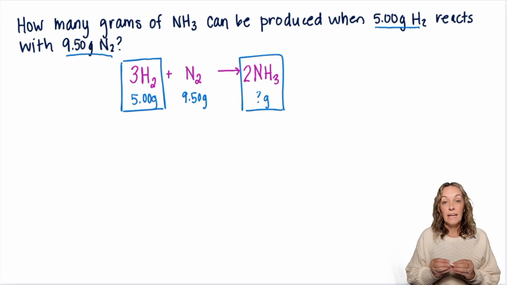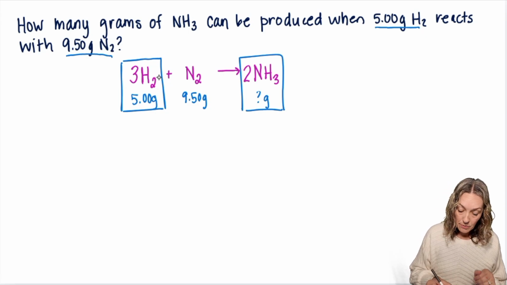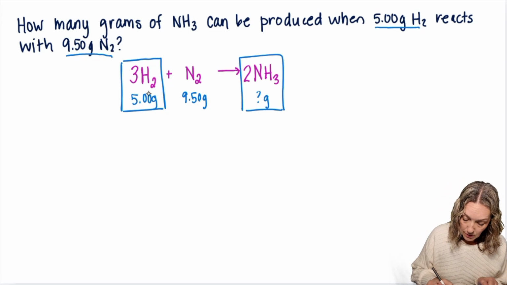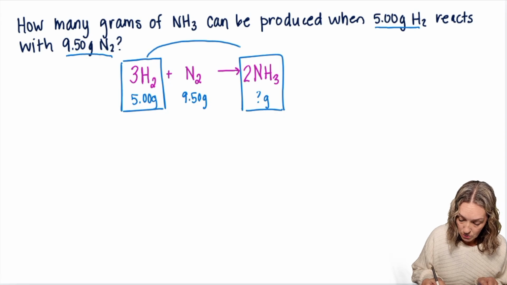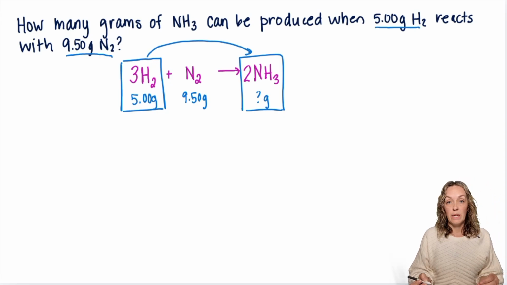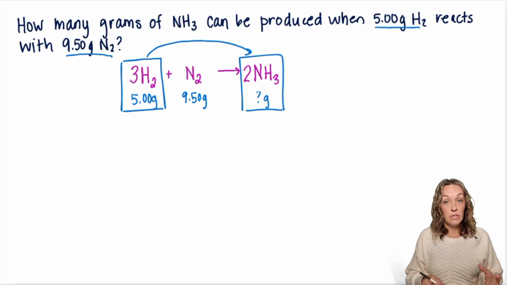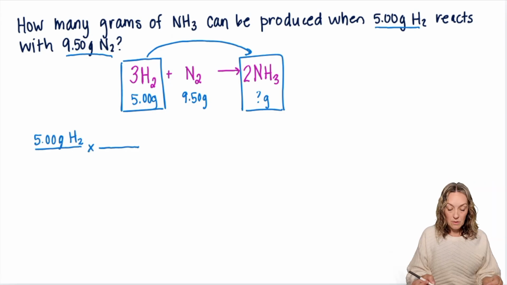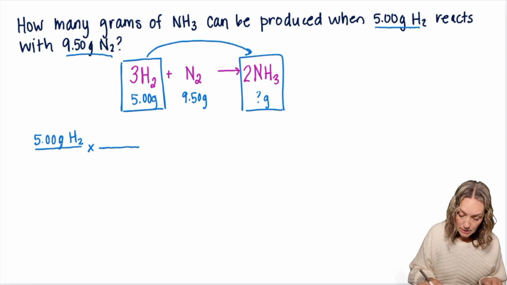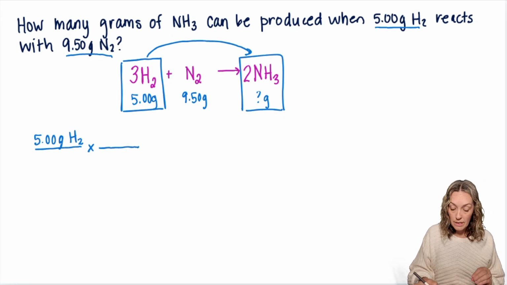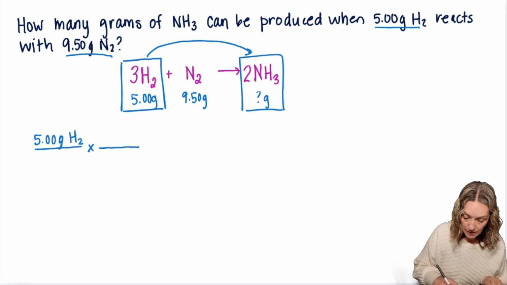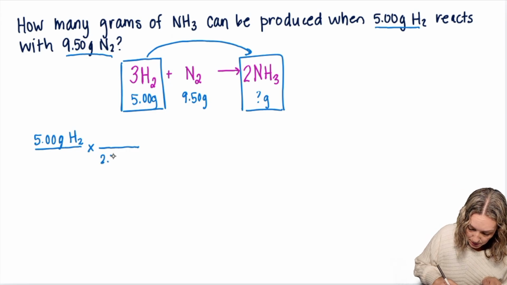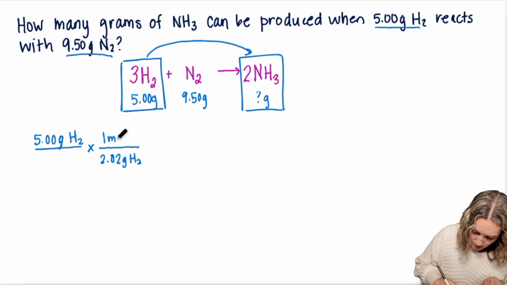I am going to start by focusing on just one ingredient. I'm going to start by focusing on the H2, and I'm going to figure out if I use all 5 grams of H2, how many grams of NH3 can I produce? I can use stoichiometry and dimensional analysis to do this. I'm going to start with the 5 grams of H2, and I would like to use the 3:2 ratio that's in the balanced equation, but I can only use that when I'm in moles. So I'm going to go to the periodic table and find the molar mass of H2. There are 2.02 grams of H2 in 1 mole of H2.